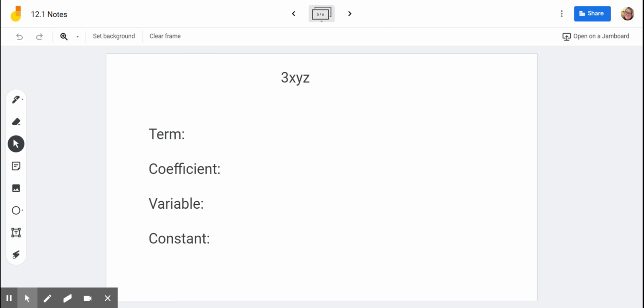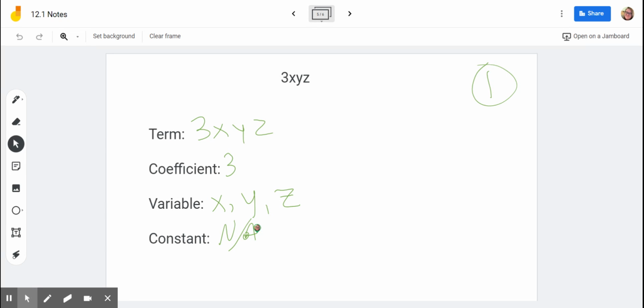All right, so here, do I have any addition or subtraction signs anywhere? No. So I only have 1 term, and that's 3xyz. Even though there are a lot of variables, they're all being multiplied together, so my term is only 1. I have no addition or subtraction signs. My coefficient is the number being multiplied by my variables, and that would be 3. My variables are x, y, and z. Do I have any constants here? No. Not applicable.